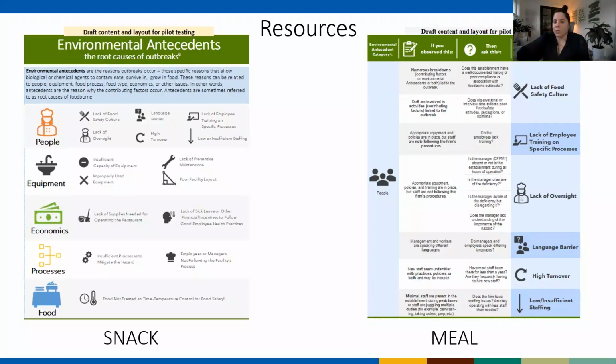And then on the right, you'll see just 1 page from the meal. The meal's about 4 to 5 pages, and it walks you through, if you observe this, then you can ask this and identify this environmental antecedent subcategory. It'll help you identify the antecedents. And again, this is just page 1. We have them for each category. The feast isn't on here. It is 13 pages, with very in-depth scenarios and large tables walking you through how to identify these.